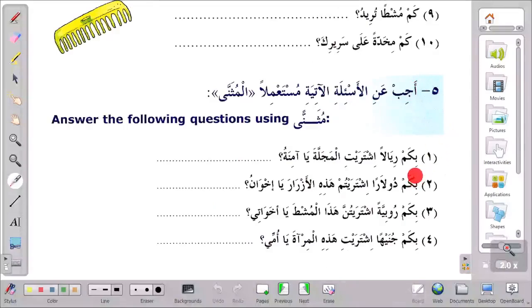So it's very simple, just what we have done. That's the same thing. Ajib an al-as'ilat musta'milan al-musanna. This is the same thing. You have to use dual to answer them. So it's not difficult. There's no difficulty here.